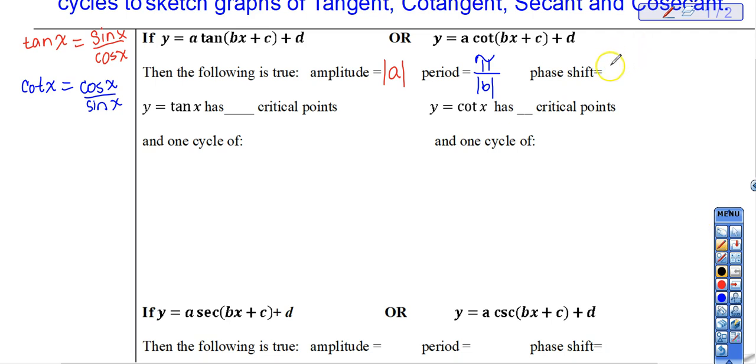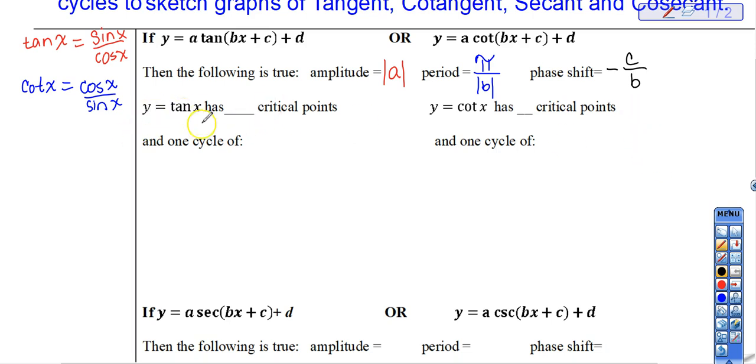And phase shift, because we're not doing these today, I'll just do it in pencil, is still the opposite of C over B. So notice the one change. Yes? The period is cut in half. It's not 2 pi over B, it's pi over B.